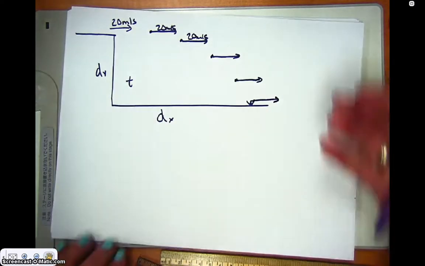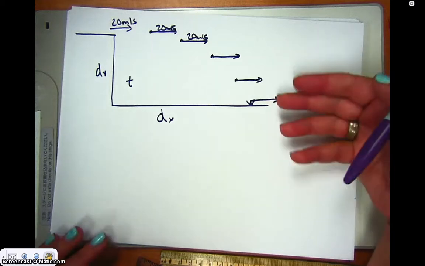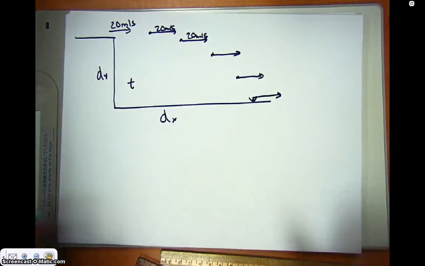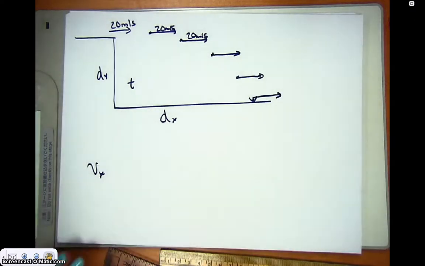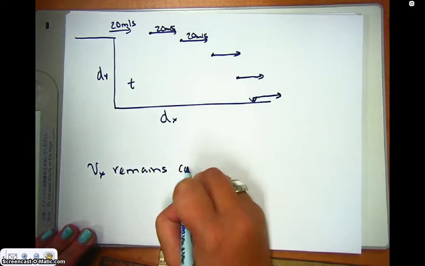There's no force, and we'll learn in the next unit that really forces are what are going to cause this object to slow down. So there's nothing causing an acceleration in the x direction, right? So let's write that down here. Velocity in the x direction remains constant.